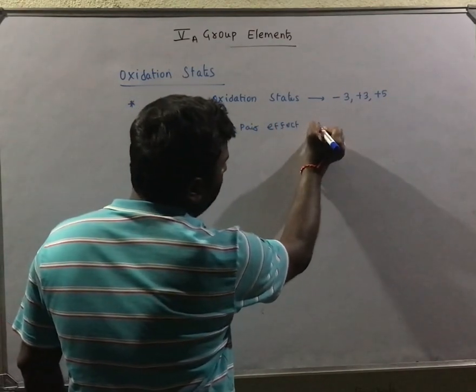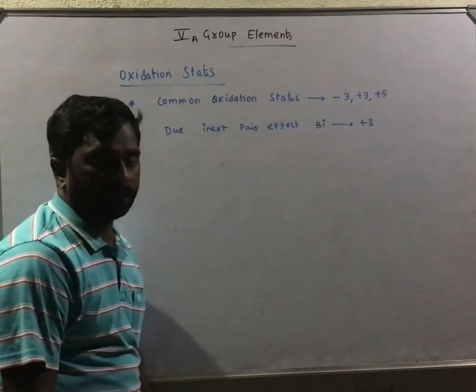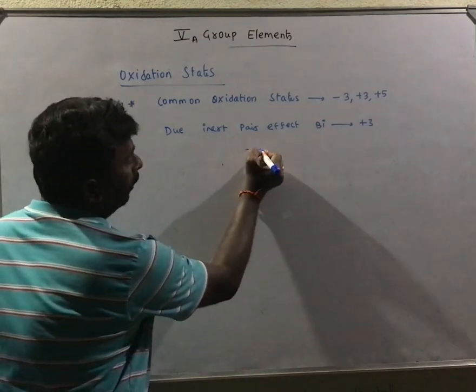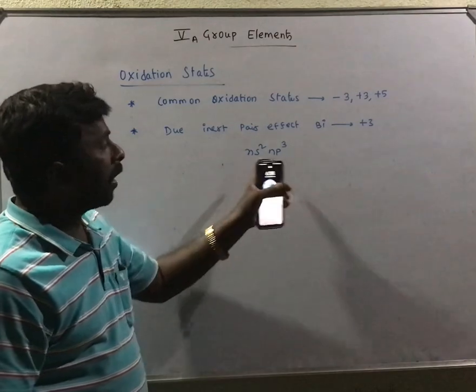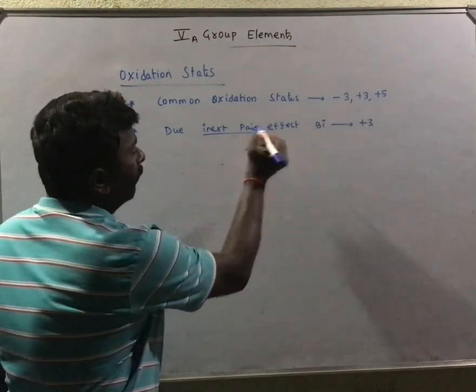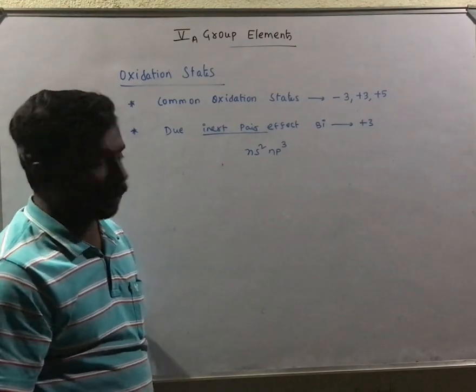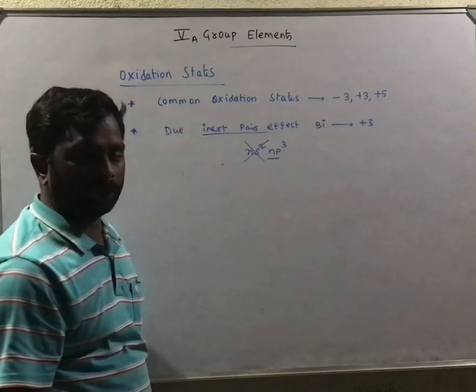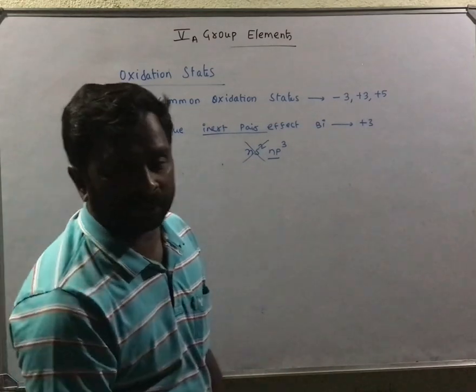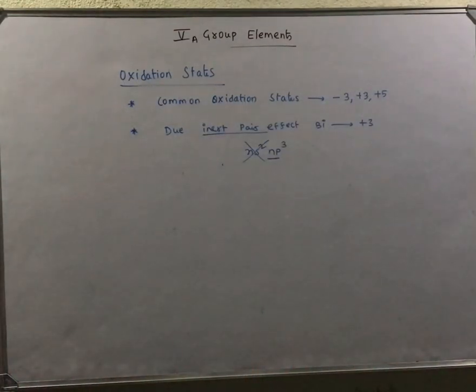So here, due to inert pair effect, bismuth mainly exhibits +3 oxidation state. ns2 np3, if all electrons are involved in bonding, the oxidation state would be +5. But here, inert pair effect. Inert means non-participating in bonding. That means these two electrons are not involved in bonding. The number of electrons involved is only 3. That's why bismuth exhibits +3 oxidation state. The inert pair effect increases from top to bottom.